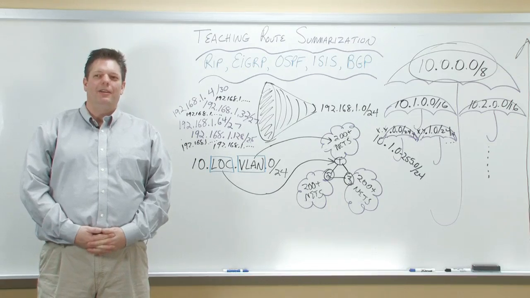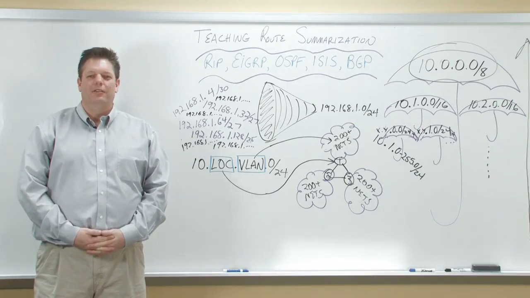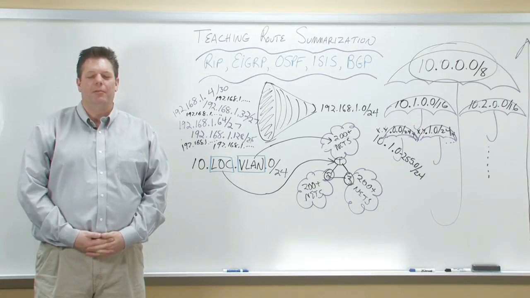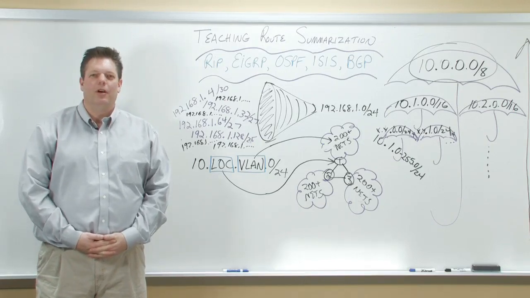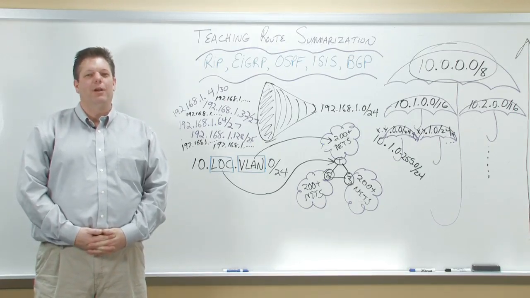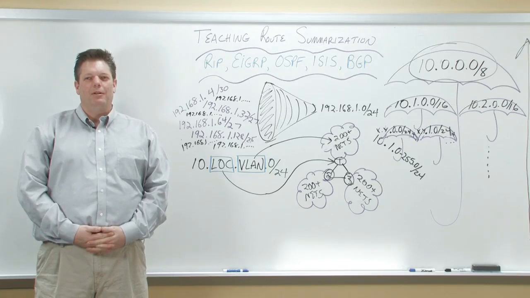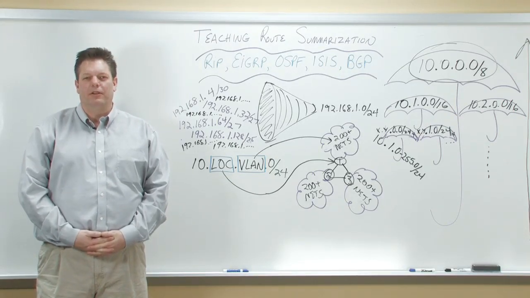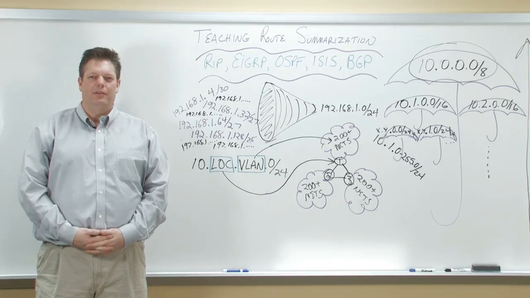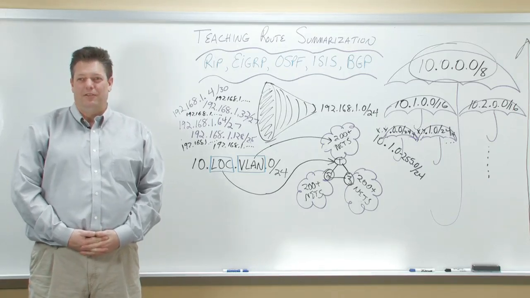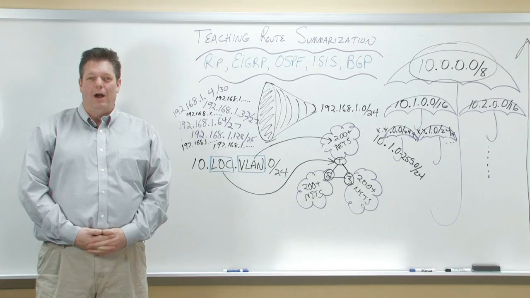Well, the nice thing about teaching route summarization is if we teach it after we teach subnetting, we're able to talk to the students about not breaking it down this time, but building that group of network prefixes up into a single prefix. And there are some big advantages for students to understand why we do this.